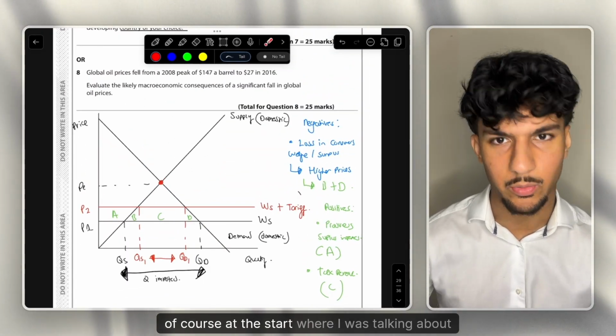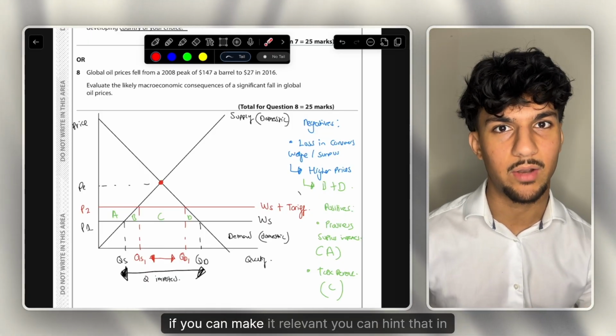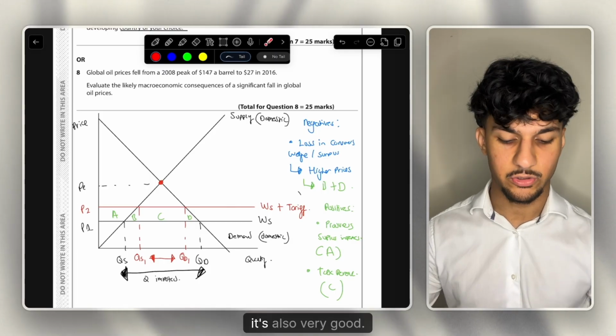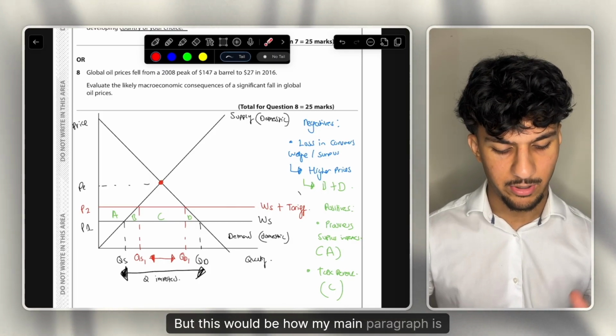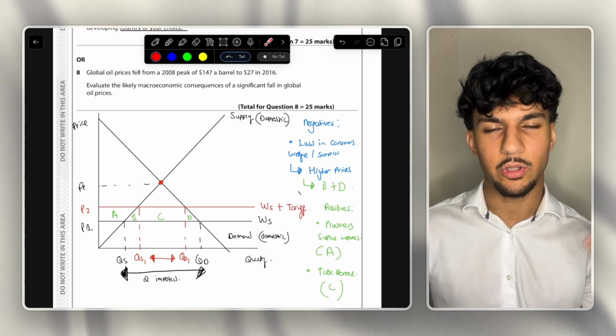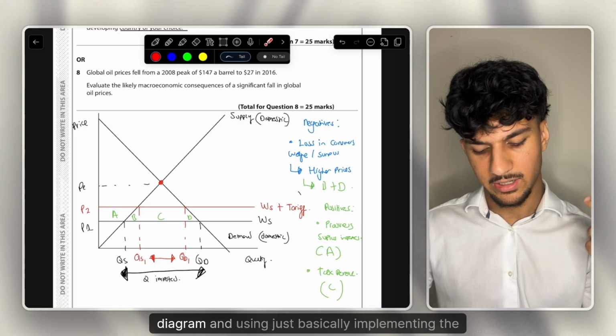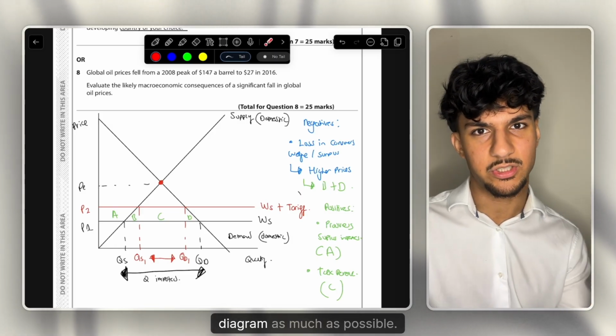Of course, at the start, where I was talking about closed economy, that's more for your theory and understanding, but if you can make it relevant, you can hint that in, it's also very good. But this would be how my main paragraph is focused, breaking down the diagram, explaining the diagram, explaining an increase in protectionism, using the diagram, and just basically implementing the diagram as much as possible.